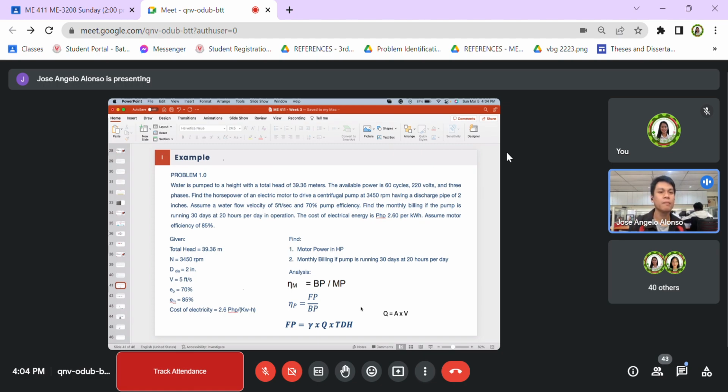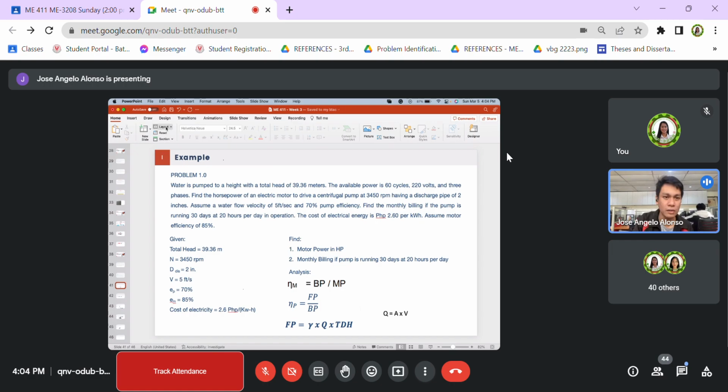So problem 1.0, water is pumped to a height with a total head of 39.36 meters. The available power is 60 cycles, 220 volts, and 3 phases. Find the horsepower of an electric motor to drive a centrifugal pump at 3,450 RPM, having a discharge pipe of 2 inches. Assume a water flow velocity of 5 feet per second and 70% pump efficiency. Find the monthly billing if the pump is running at 30 days at 20 hours per day in operation. The cost of electrical energy is 2.6 pesos per kilowatt hour, and assume the motor efficiency of 85%.